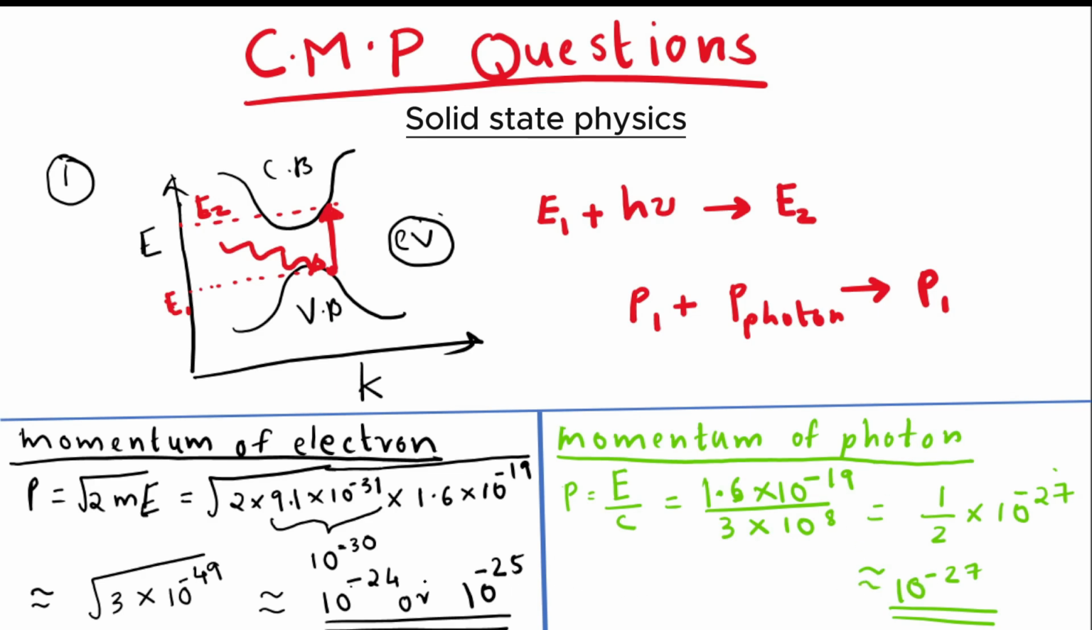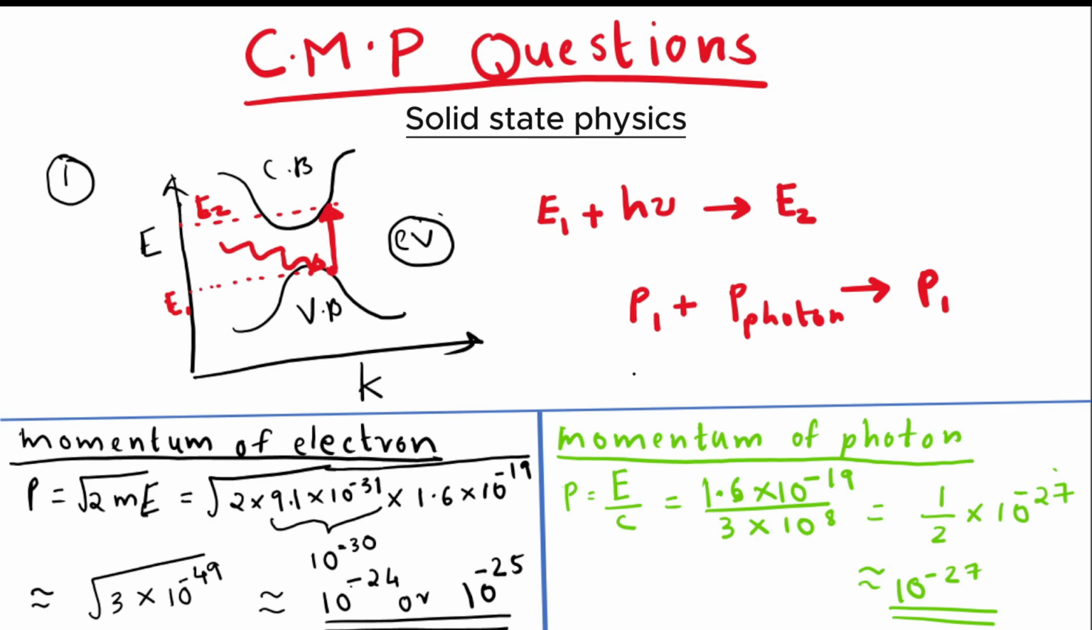Now compare the order of value of momentum of electron as well as photon. The momentum of electron is about 1,000 times greater than the momentum of photon. So relative to the momentum of electron, the momentum of photon is negligible. We can neglect it. So that's how we can write the conservation law for momentum of electron getting excited from valence band to conduction band. Actually, the K value is getting changed. If you see minutely, the K value is getting changed, but the value is negligible.